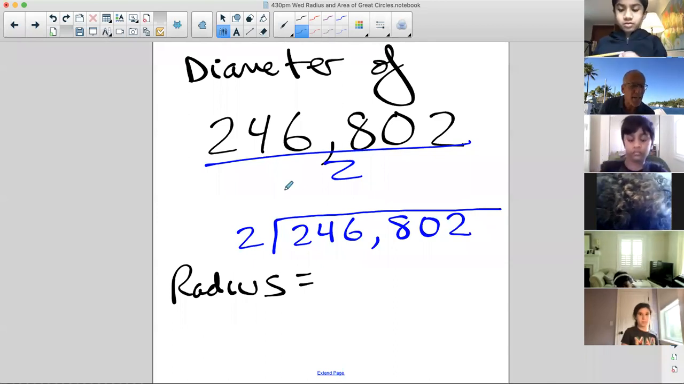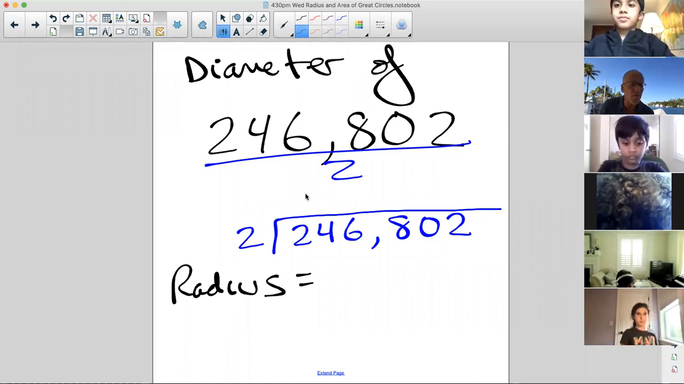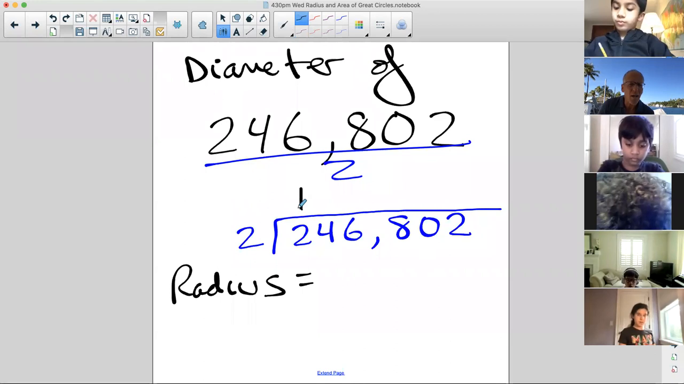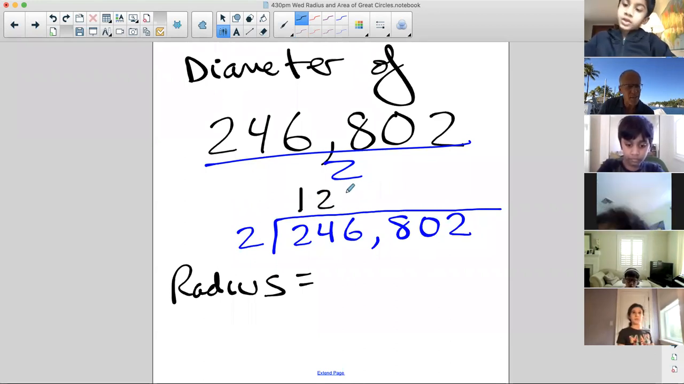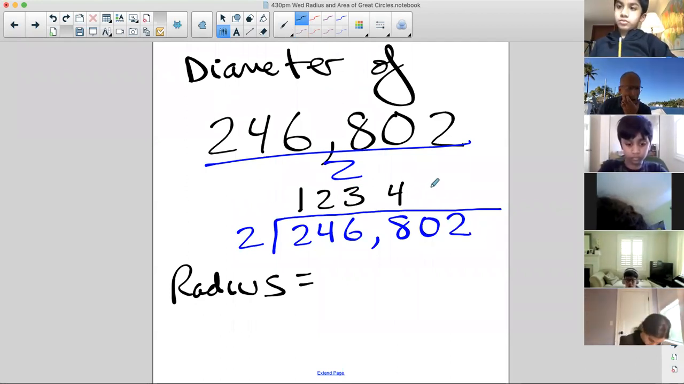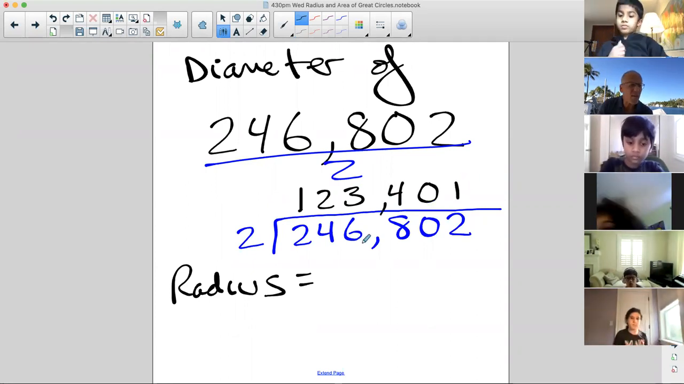Now, everybody, 2 goes into 2. How many times? Go. 1. 2 goes into 4. 2. 2 goes into 6. 3. 2 goes into 8. 4. 2 goes into 0. 0. 2 goes into 2. 1. Answer?